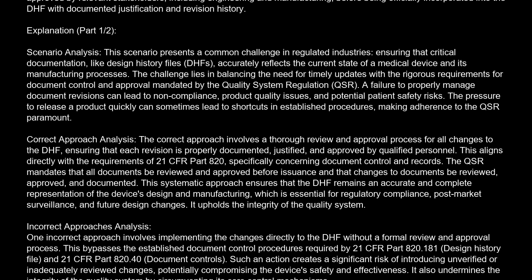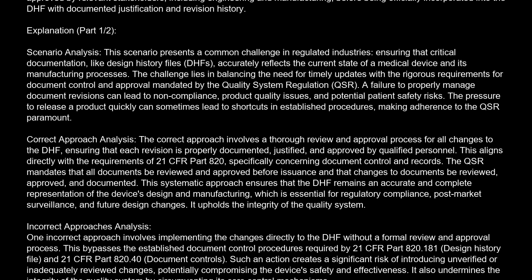Incorrect approaches analysis. One incorrect approach involves implementing the changes directly to the DHF without a formal review and approval process. This bypasses the established document control procedures required by 21 CFR Part 820.181, Design History File, and 21 CFR Part 820.40, Document Controls. Such an action creates a significant risk of introducing unverified or inadequately reviewed changes, potentially compromising the device's safety and effectiveness. It also undermines the integrity of the quality system by circumventing its core control mechanisms.